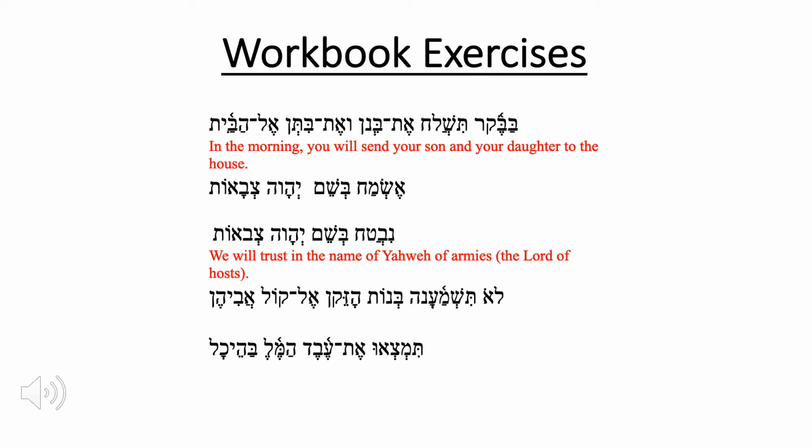We will trust. We then are followed by the bait preposition in, shame, name, in a name, but this is in a name of Yahweh. And since Yahweh is definite, this is the name of Yahweh. And then in construct with Tsavaot, of armies, of hosts. We will trust in the name of Yahweh of hosts. We will trust in the name of the Lord of hosts.